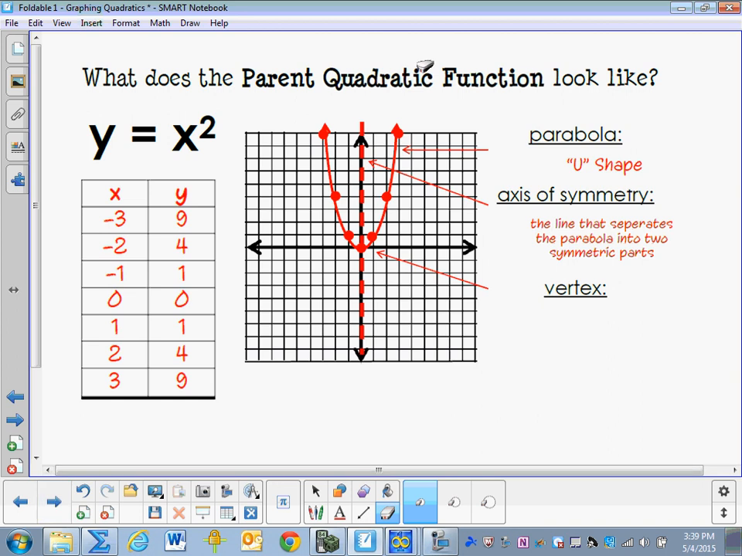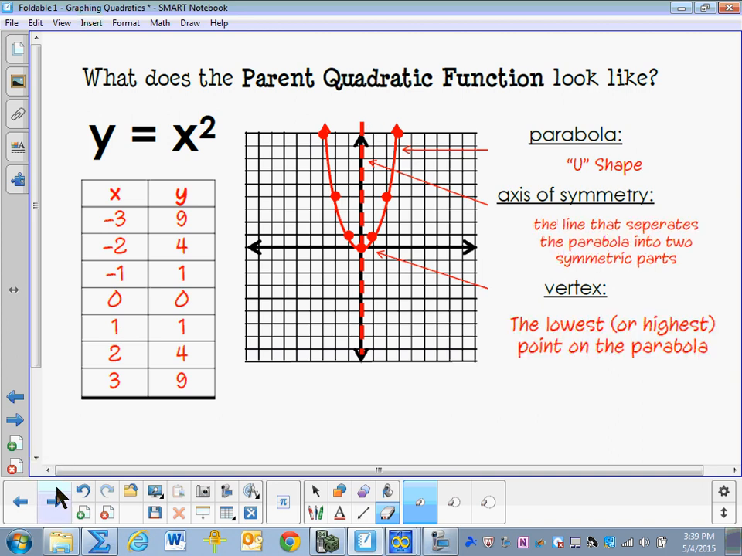The line of symmetry and the x value of the vertex are the same because the line of symmetry goes through the vertex. The vertex is the lowest or highest point on the parabola. In this instance, the graph falls and then rises. So the vertex is a minimum, or the lowest point on the parabola.